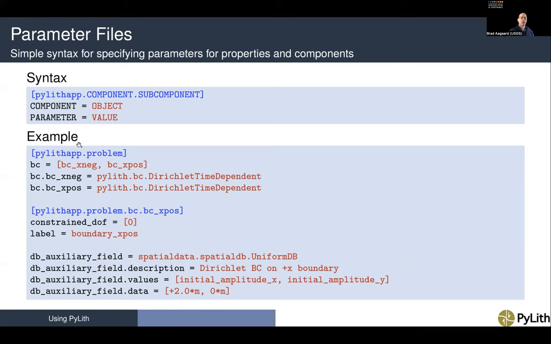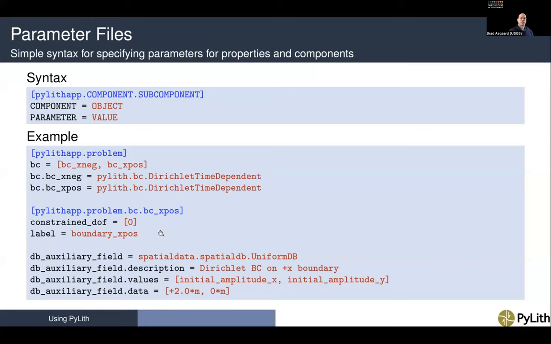Then for a specific boundary condition here, I'm walking down the tree. So I have PyLith app problem BC because that's the name of my array. Then the name of the boundary condition, in this case, it is the second boundary condition. I tell it what degree of freedom I want constrained. So the X degree of freedom would be degree of freedom 0. I give it the label. This is where in the mesh that's associated with that boundary condition. So I've named that boundary entities boundary_X positive.